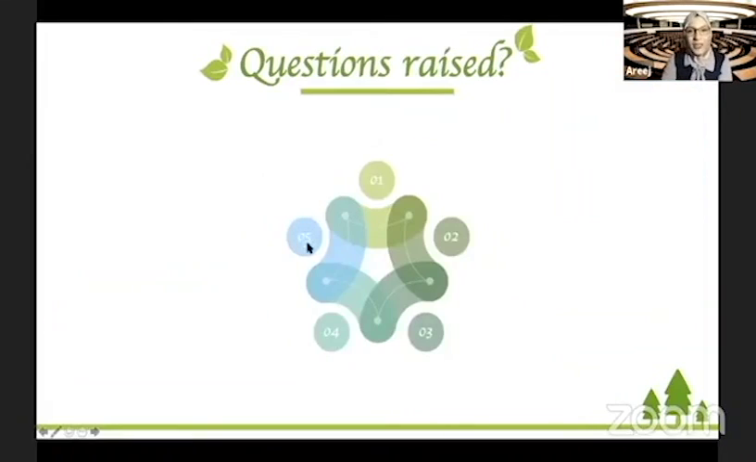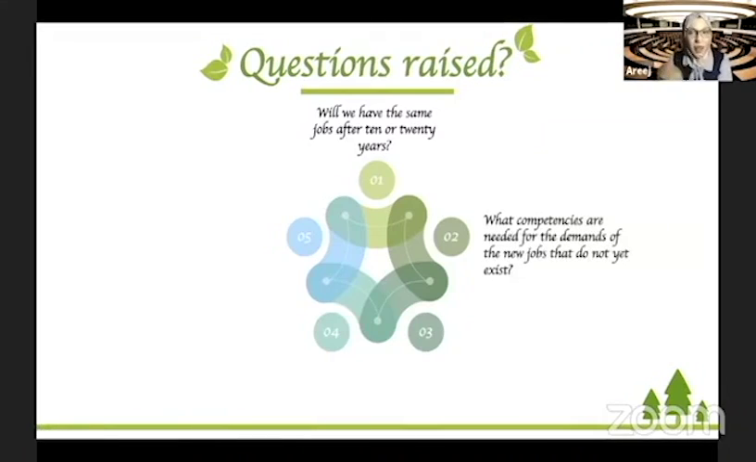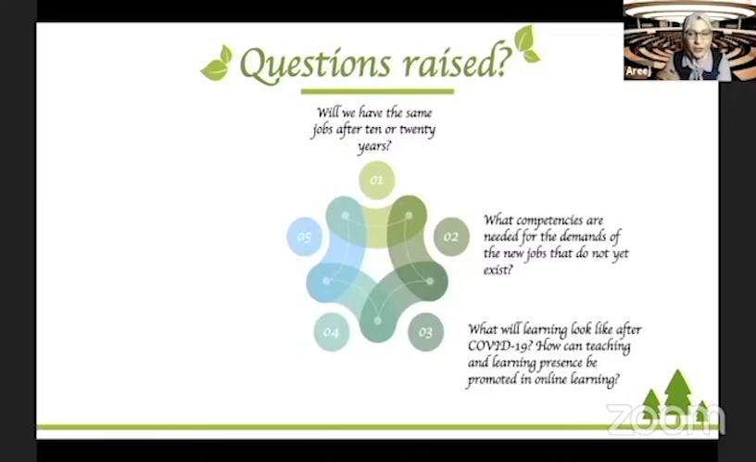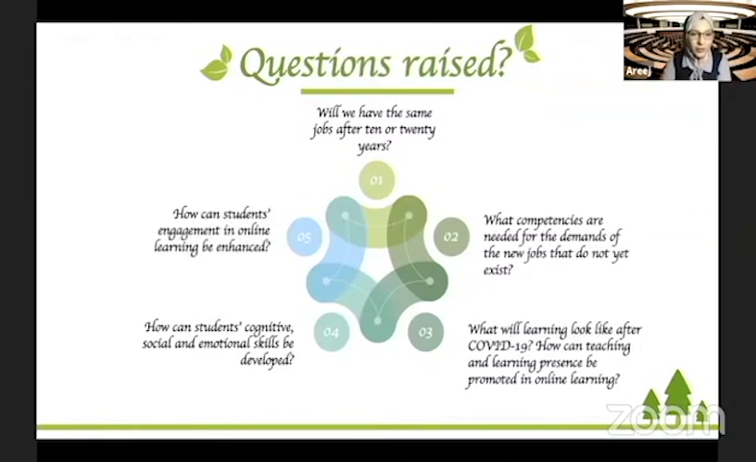So many questions have been raised in some of the research that has been published from that time. Will we have the same jobs after 10 or 20 years? What competencies are needed for the demands of the new jobs that do not yet exist? What will learning look like after COVID-19? And how can teaching and learning presence be promoted in online learning? How can students' cognitive, social, and emotional skills be developed? And how can students' engagement in online learning be enhanced?